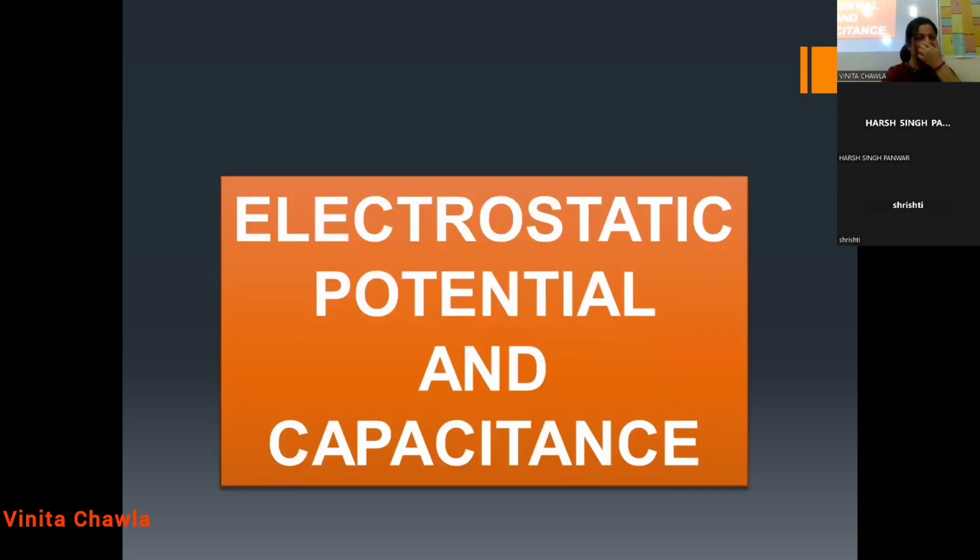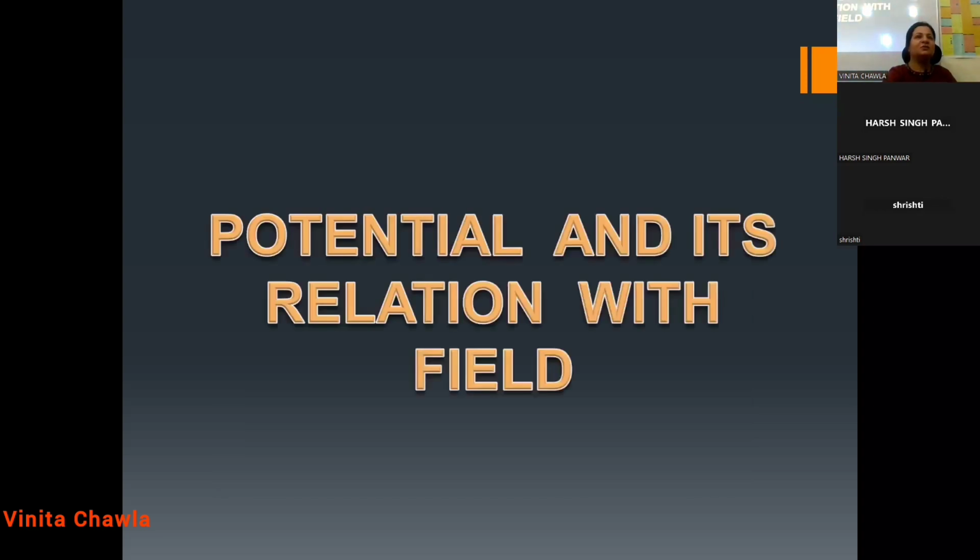Okay. So electrostatic potential means strength of electric charge. Strength means how strongly or weakly it attracts or repels another charge. And in capacitance, we study how much charge a body can hold. Okay. So potential and its relation with field.